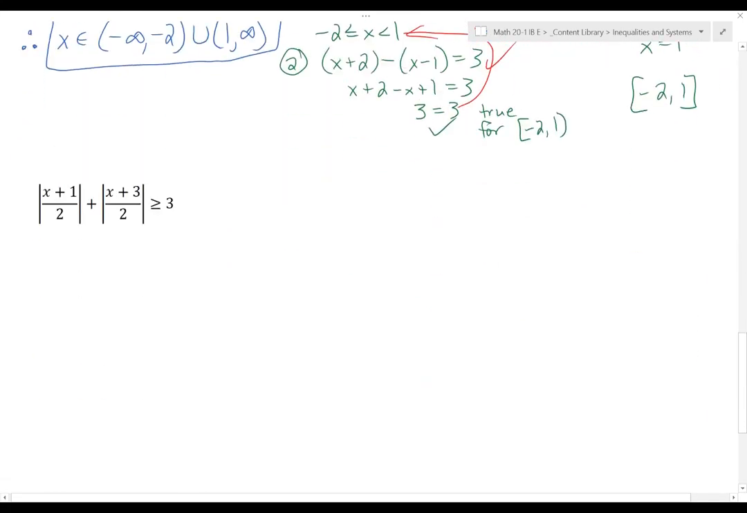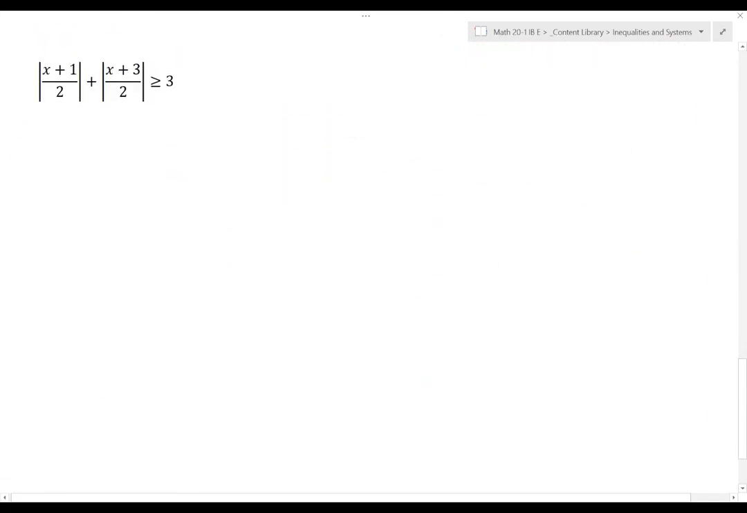Now let's look at one more that kind of looks like it's going to be a little more complicated because we have fractions, but it's actually not. Because what I notice is both of those fractions have a denominator of 2 that is a positive 2.